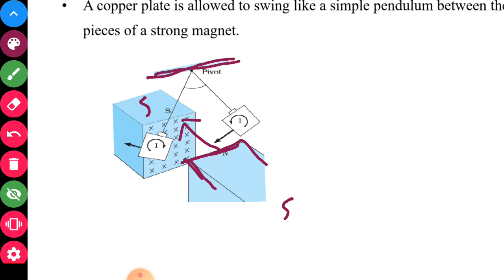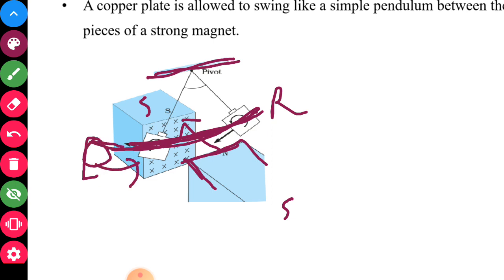supported and tied with a thread, and it is allowed to swing in this magnetic field. Now what will happen? The flux associated with the plate will change continuously as it goes from right to left. Flux increases, then it goes out and becomes zero, then on this side flux again increases, then again becomes zero. So the flux changes.